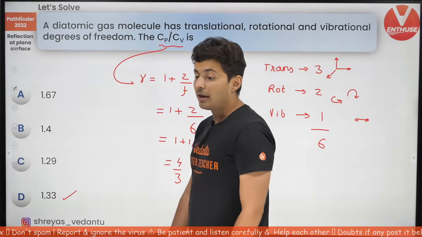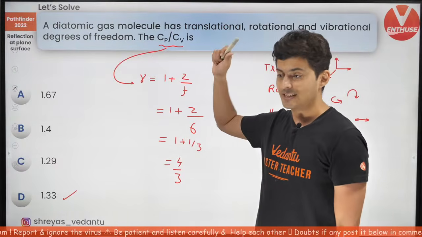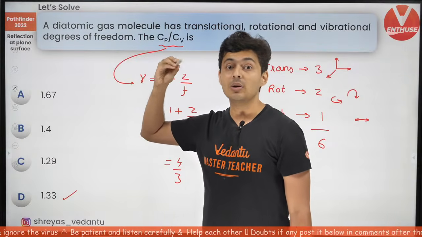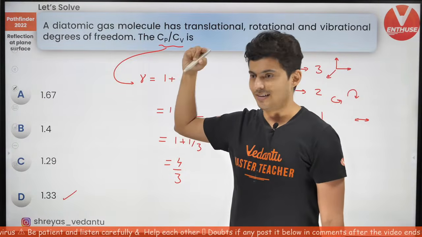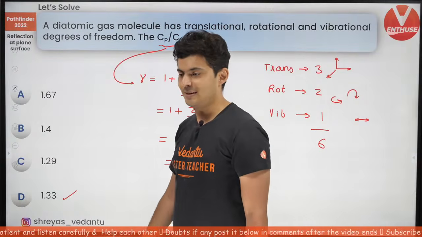Yes, in Mayer's relationship, R is the same gas constant. Remember during the ideal gas equation, I told you that R, that is that same R, that same gas constant. Yep, it is, Ramya, it is.